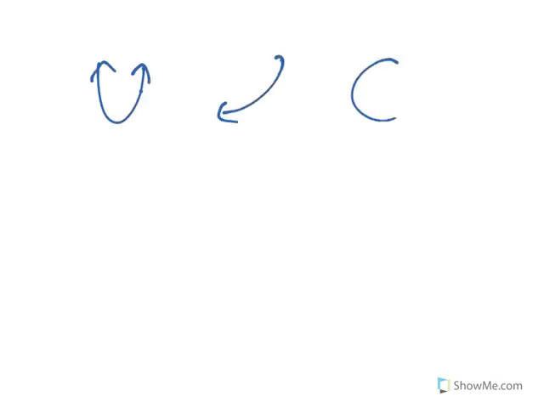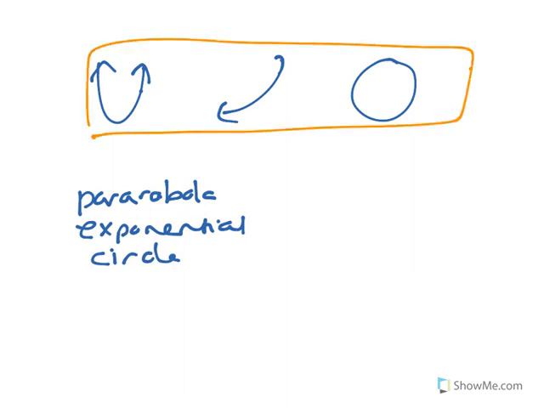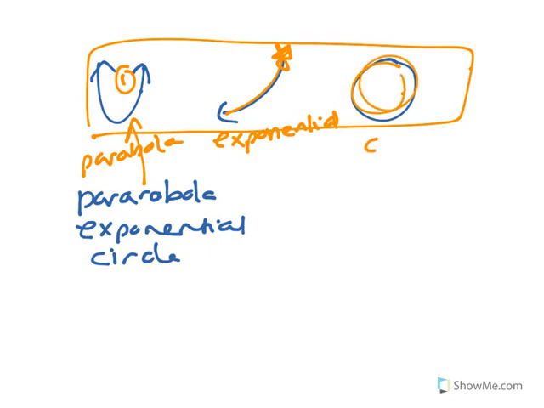These are your basic shapes. So you've got parabola, exponential, and circle. Just pause the video and see if you can look at these and name which one is which. Okay, so number 1, that one is the parabola. Number 2, the one that reaches for the stars, is the exponential. And number 3, the one that looks like a circle, obviously is a circle.